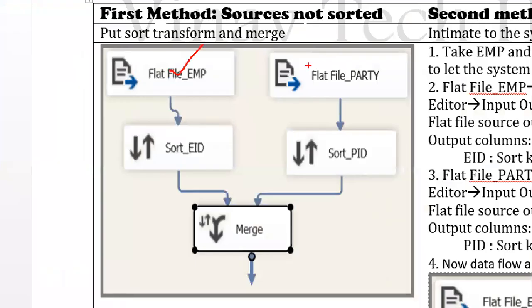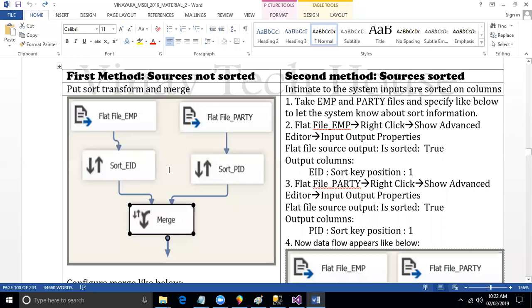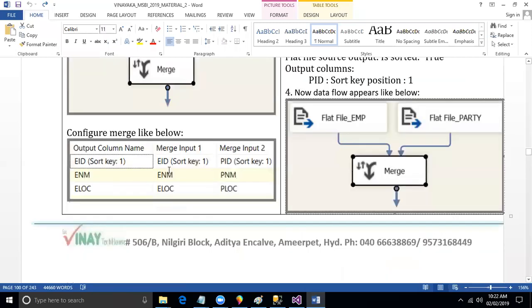Employee party table. ID sorting, simply merge. Complete spoon feeding way, correct?